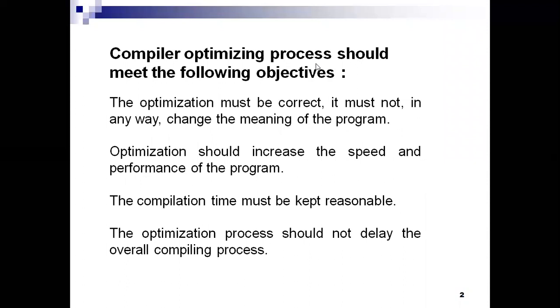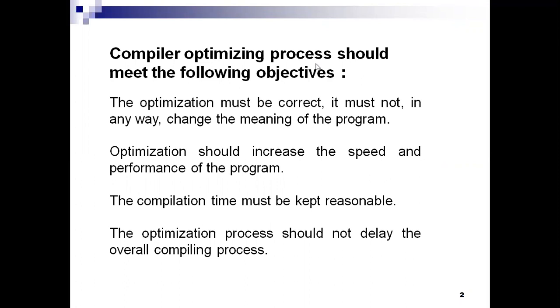Now, going to the most important issues of code optimization. The first one is semantic equivalence. The first issue is semantic equivalence. What this issue means is that the semantic equivalence of the source program must not be changed. Make a note of this. The semantic equivalence of the source program must not be changed.